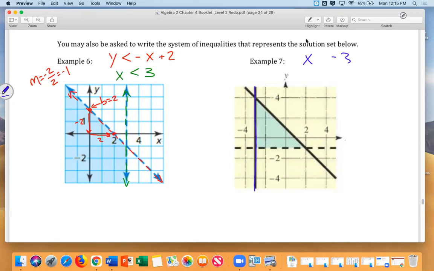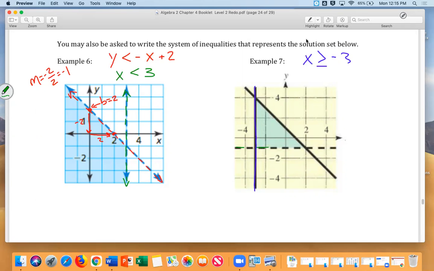The blue line, just the blue line. See how my shading's to the right of that? So it's to the right, meaning x must be greater than, and it's a solid line, so it must be equal to. Okay, getting better? All right, let's deal with this one.